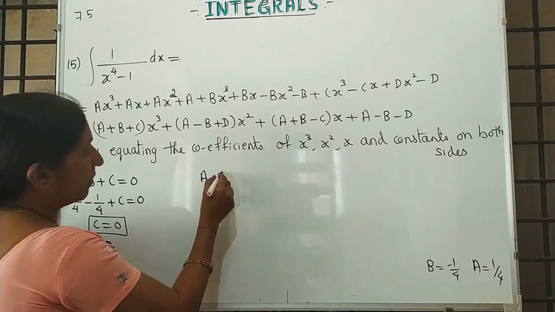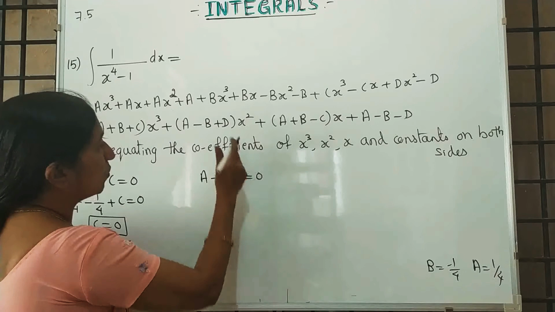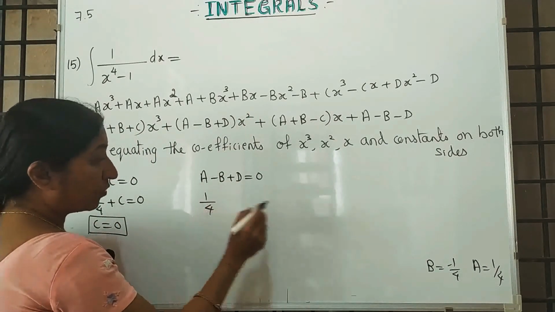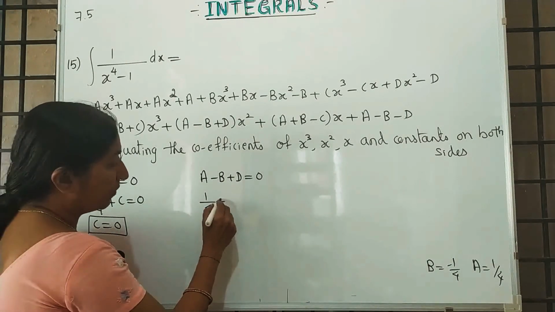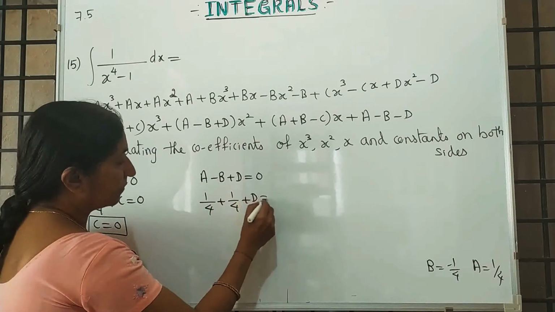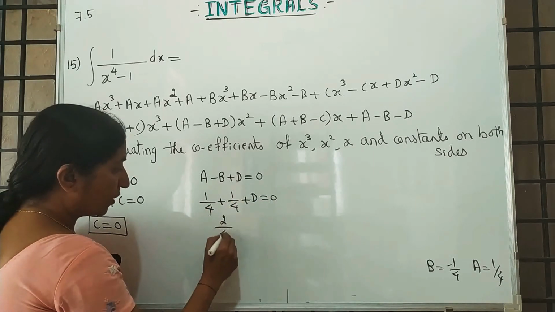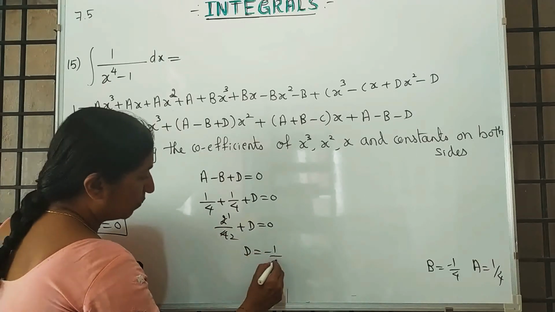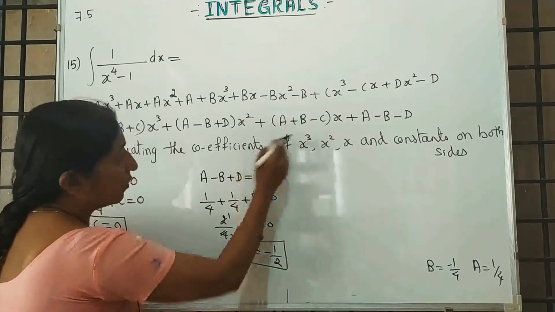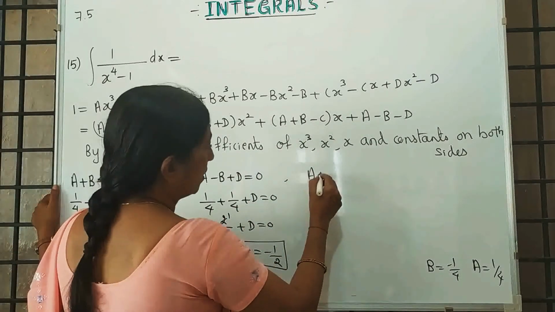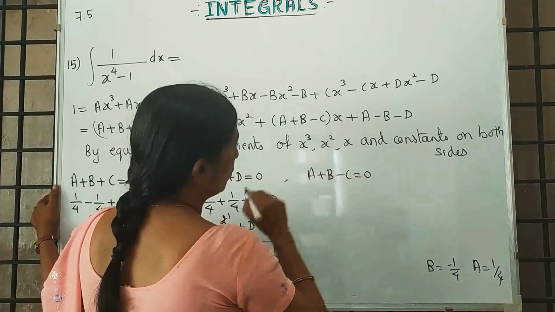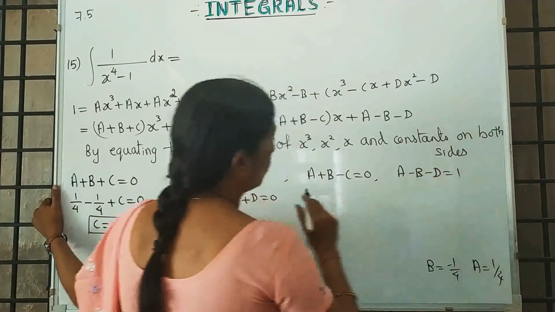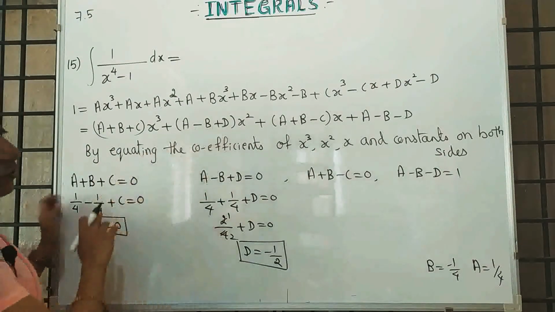Next one is a minus b plus d is equal to 0. X square coefficient, again there is no x square. A is 1 by 4, b is minus 1 by 4, minus into minus plus. 1 by 4 plus 1 by 4 is 2 by 4. 2 by 4 is 1 by 2. So d is equal to minus 1 by 2. No need to write the next equation. If you want, write down a plus b minus c is equal to 0 and a minus b minus d is equal to 1. Already we got all the 4 values. No need to use that.